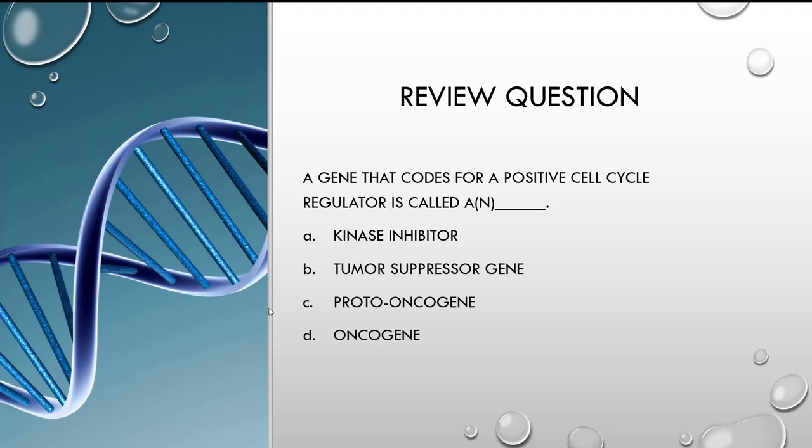Another question here. A gene that codes for a positive cell cycle regulator is called A, a kinase inhibitor, B, a tumor suppressor gene, C, a proto-oncogene, or D, an oncogene. So what is it called when we have a gene that codes for a positive cell cycle regulator? If it's a positive cell cycle regulator, that would be a proto-oncogene.